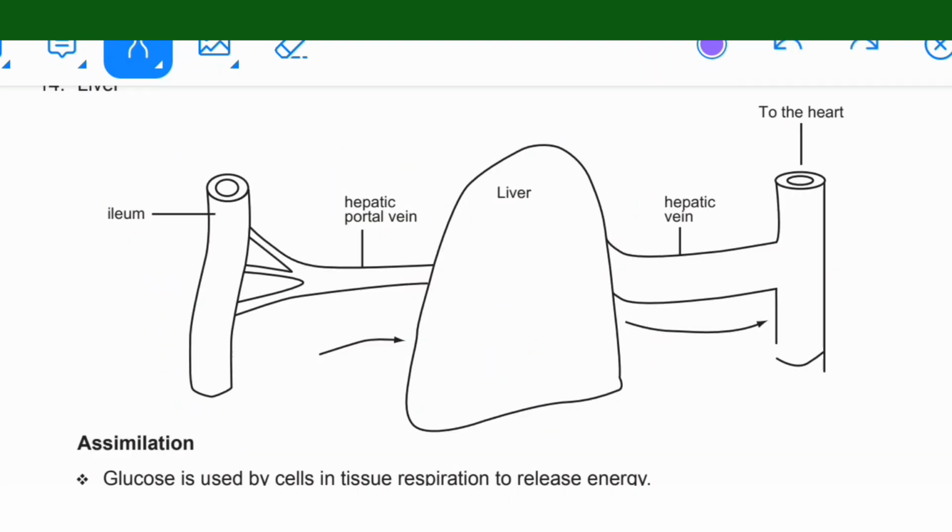So this is another diagram of the liver here. This is the hepatic portal vein, which takes in food, digested food from the ileum down to the liver. Then it leaves through what is called the hepatic vein, then through the heart, and so on like that.